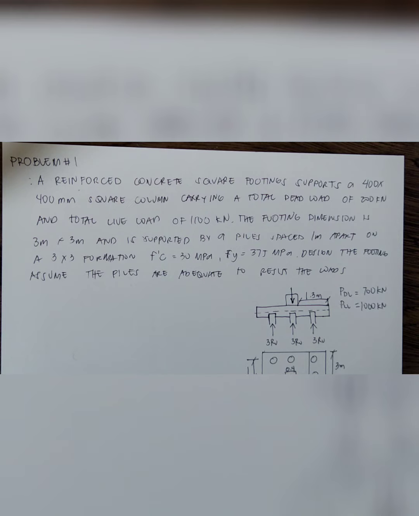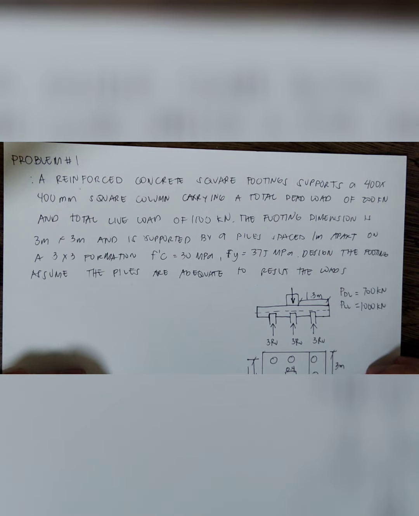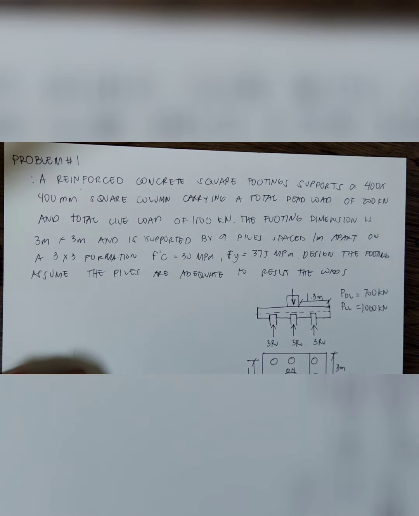Our topic for today is all about footings USD. Sample problem: a reinforced concrete square footing supports a 400 x 400 mm square column carrying a total dead load of 700 kN and a total live load of 1100 kN. The footing dimension is 3 meters by 3 meters and supported by 9 piles spaced 1 meter apart on a 3x3 formation. F'c is equal to 30 megapascal, Fy is equal to 375 megapascal. Design the footing. Assume that the piles are adequate to resist the loads.